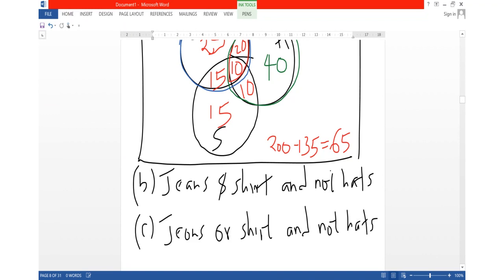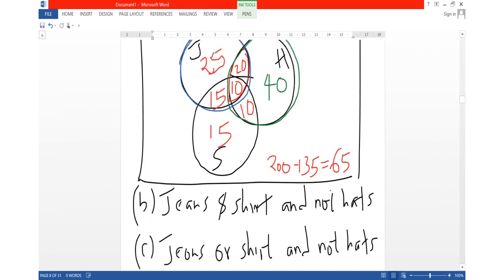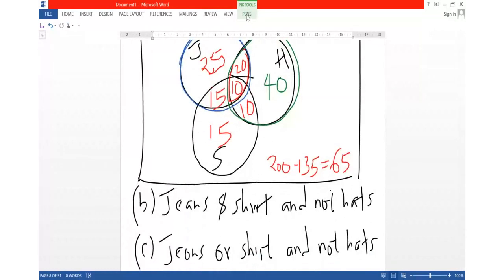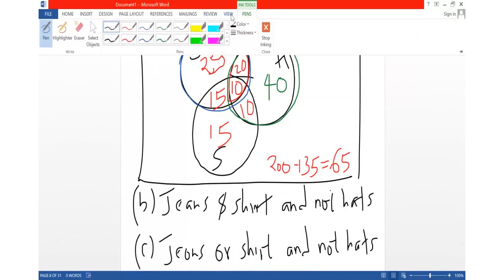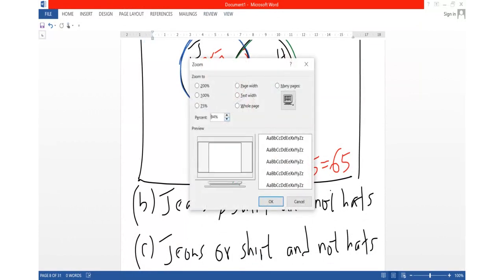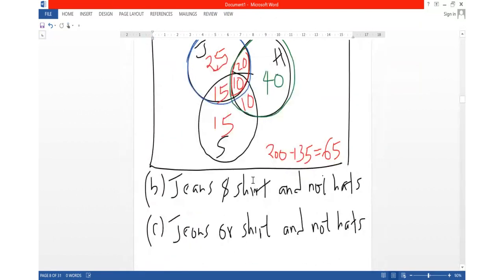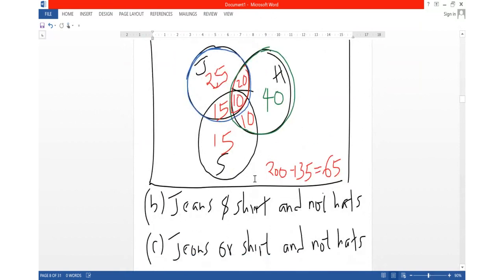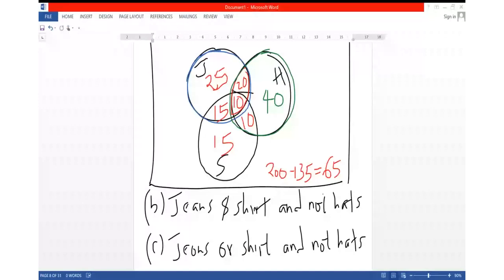So I want you to see the question, and then that is the Venn diagram. That is the Venn diagram. Let me zoom out and do around 90. Okay. So you have everything that you need. You need jeans and shirt and not hats. Give me those numbers. I think in the previous example I've done it. Let me mute.